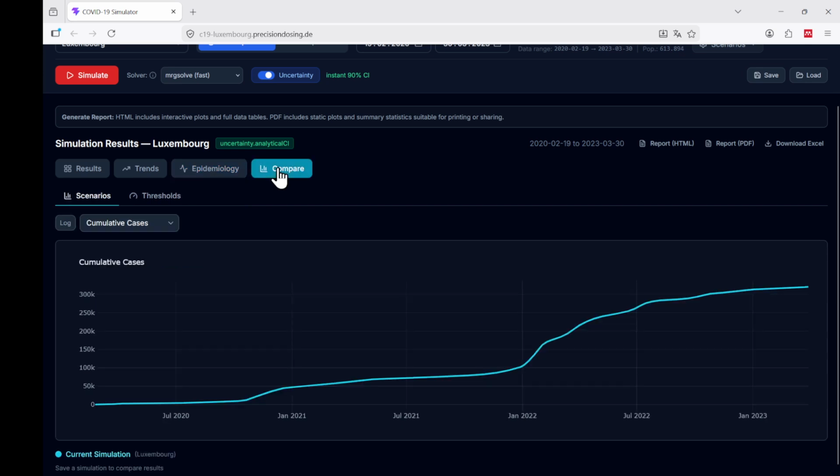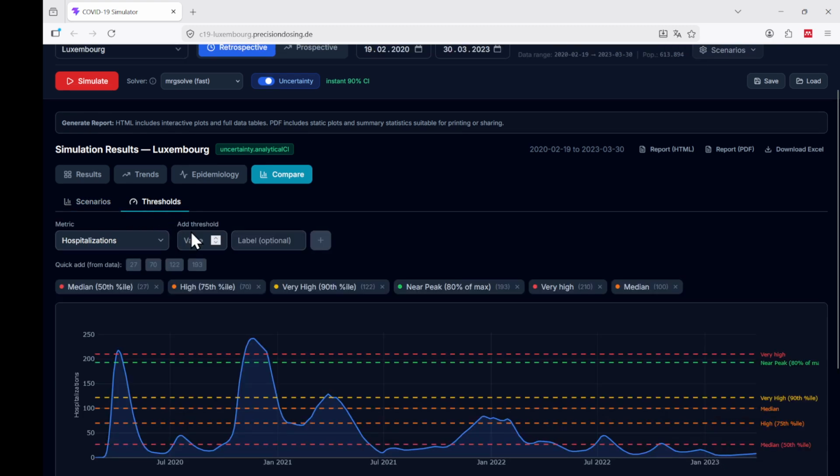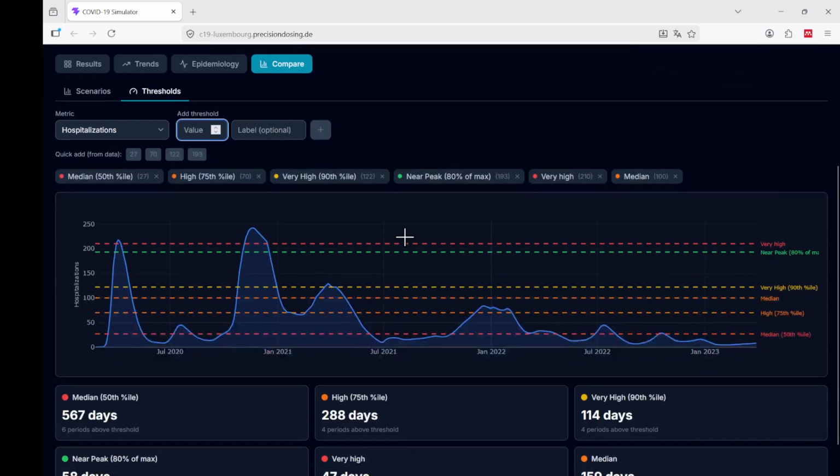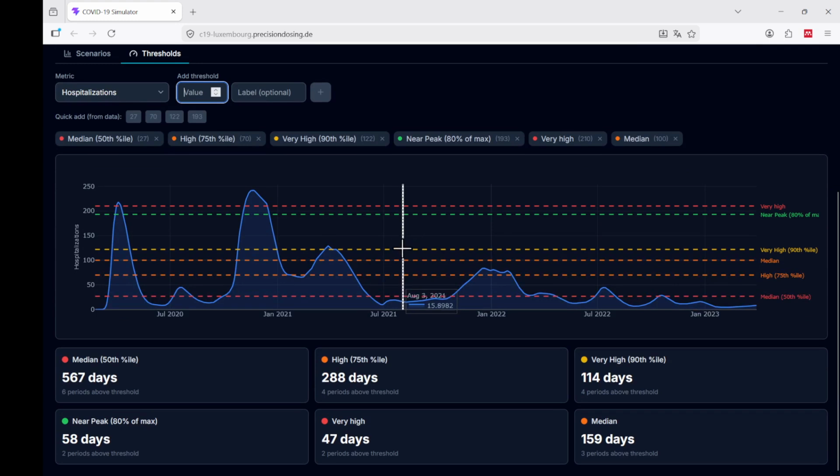Finally, you can compare different scenarios, which we will show you in the next tutorials. In the subsection Threshold, you can define different thresholds for each metric and receive an analysis on the number of periods as well as total number of days that the metric is above the defined threshold.